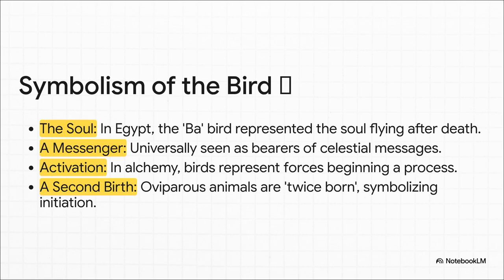And this is exactly why our little fledgling is so perfect. It's just packed with these kinds of transformative meanings. In Egypt, it could be the soul flying away. It's often seen as a divine messenger. In alchemy, birds mean a process is activating. But for us, the most important meaning, the real key to this whole puzzle, is this idea of a second birth. Because it comes from an egg, a fledgling is considered twice born, once from its mother and again when it hatches from the shell. That's a super powerful symbol for being initiated into a totally new way of being.